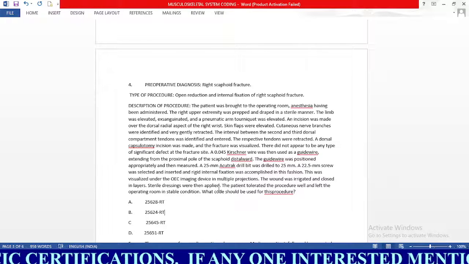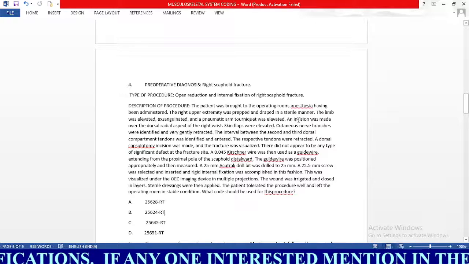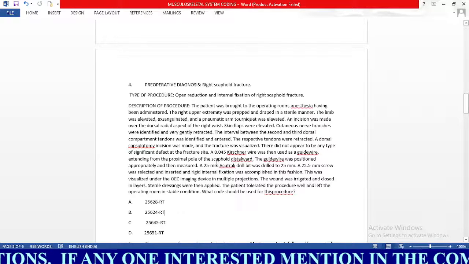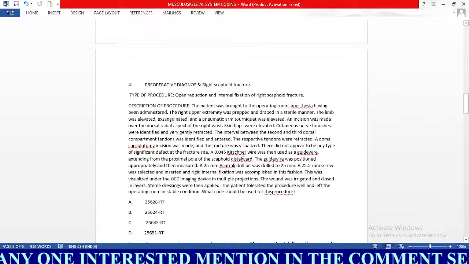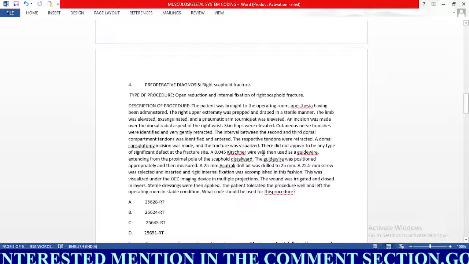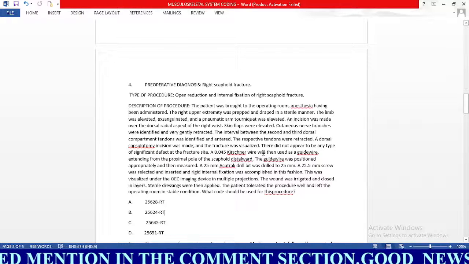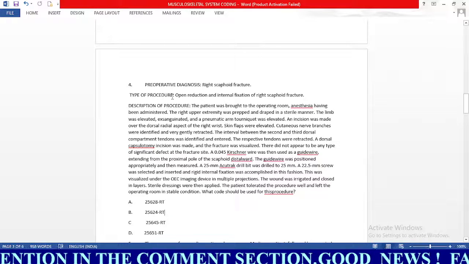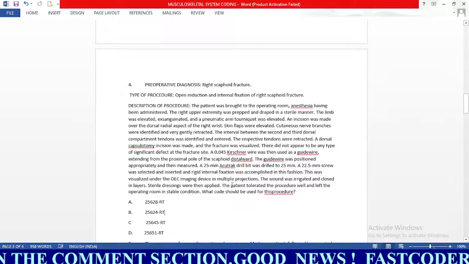So based on our code description, the physician also made an incision here, and the physician has used internal fixation here using the guide wire and these pins. These are the pins and Kirschner wires. So based on our type of procedure, it is an open reduction and internal fixation of right scaphoid fracture.